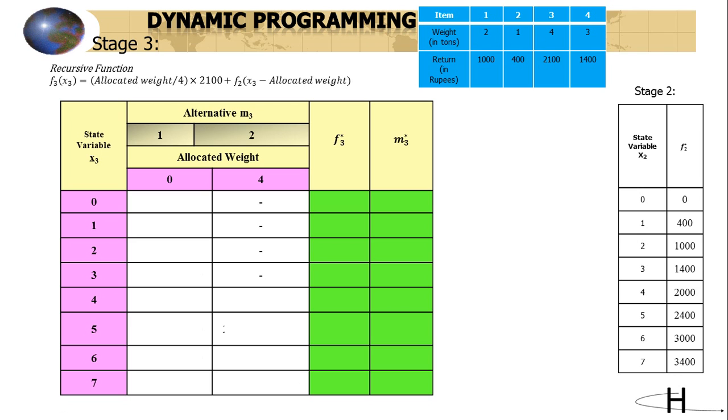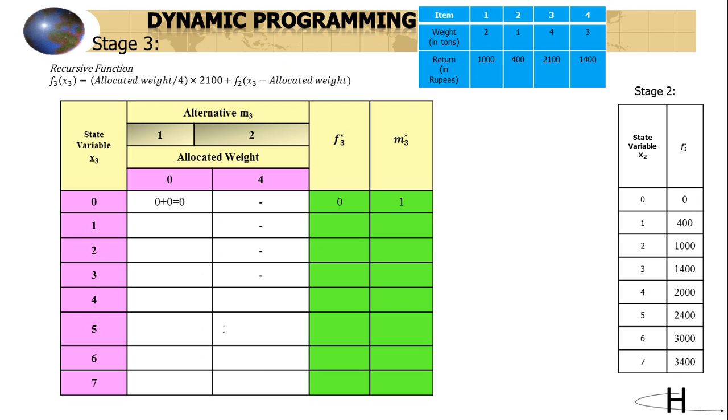Now when x3 equal to 0 and we allocate weight 0, the recursive function value will be 0 divided by 4 multiplied by 2100, so it will be 0, plus f2 of x3. So x3 is 0 minus allocated weight 0, so f2 of 0 is 0. So 0 plus 0 will be 0. Here we cannot allocate weight 4. So the best value of the recursive function will be 0 with respect to alternative 1.